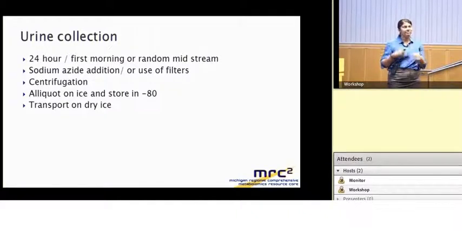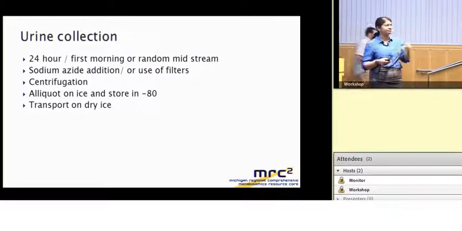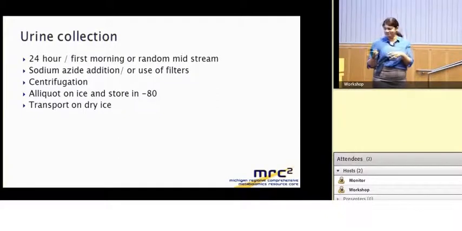I keep repeating store in -80 and transport on dry ice. That's because it's really, really important. If you send one batch with not enough dry ice to us and the next batch with adequate dry ice, you're already creating a bias in your samples. So this is important, hence it's repeated a million times.